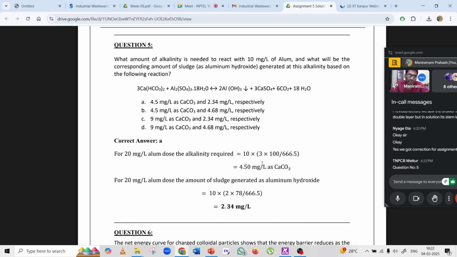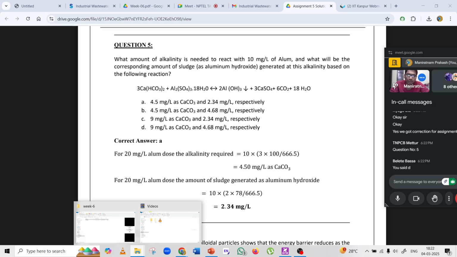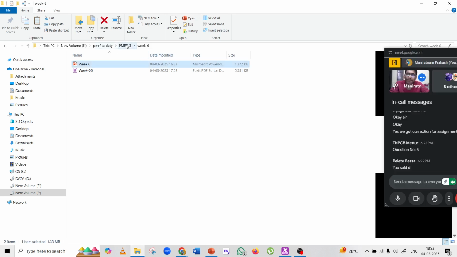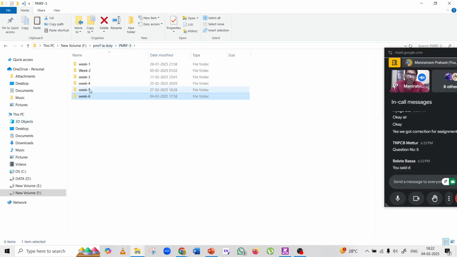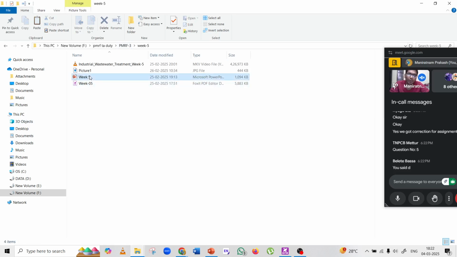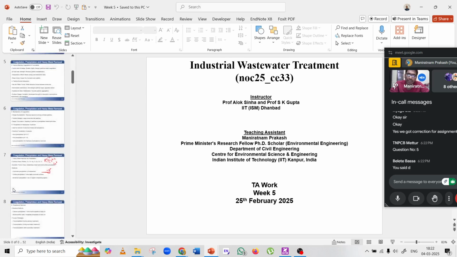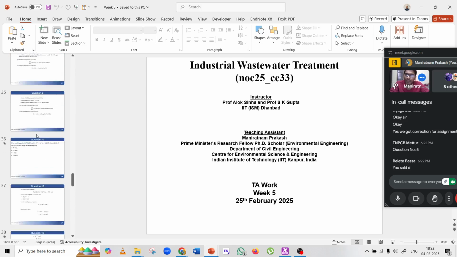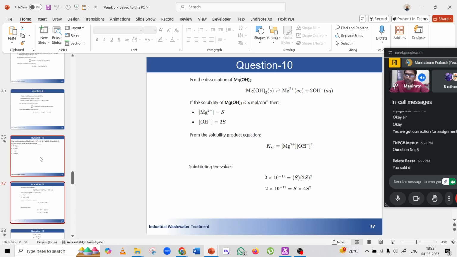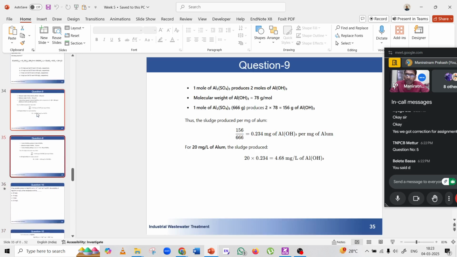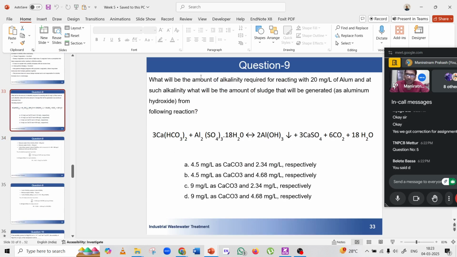3 mole is reacting divided by molecular weight into molecular. No, for our question it was 20 milligram per liter. Go and check. Let me show you. For our assignment, the question was related to 20 milligram per liter. That's why it was D 9, and you can check it. I am showing you the question number. You can see 20 milligram per liter.